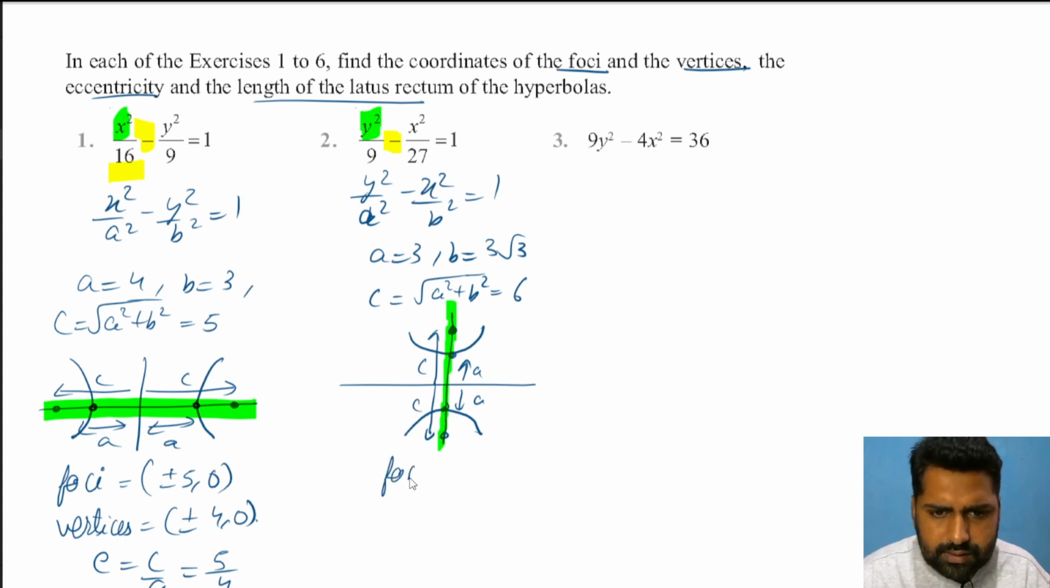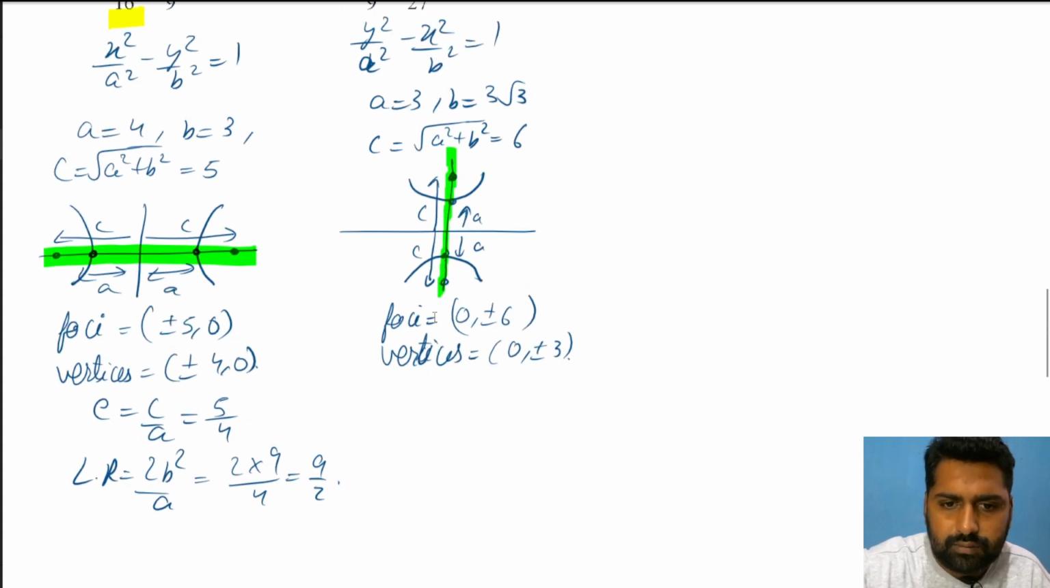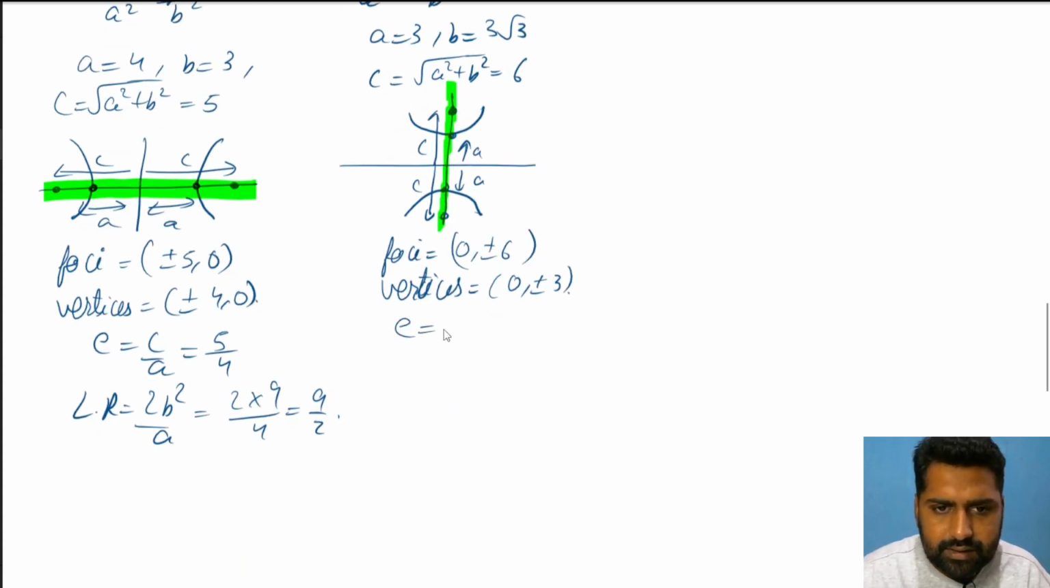So foci will be, sorry, it's on the y-axis, so for the y-axis, 0 comma plus minus 6. Vertices are on the y-axis at a distance of A. So 0 comma plus minus 3, since A is 3. Eccentricity is C by A, that's 6 by 3, that's 2.